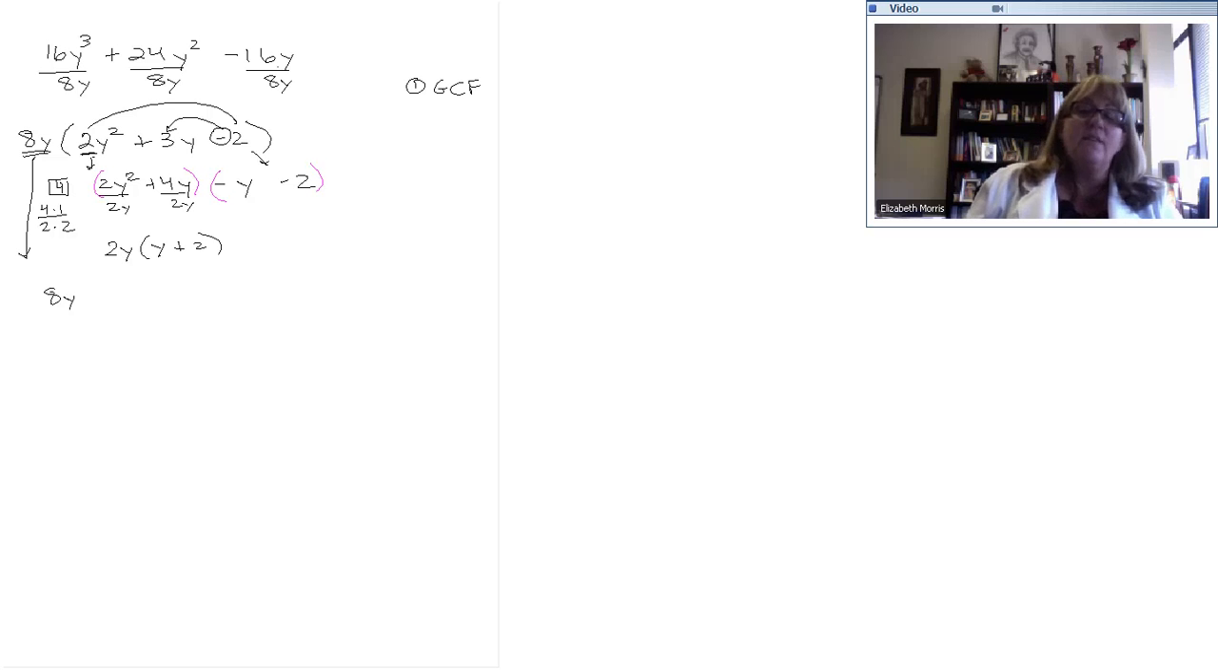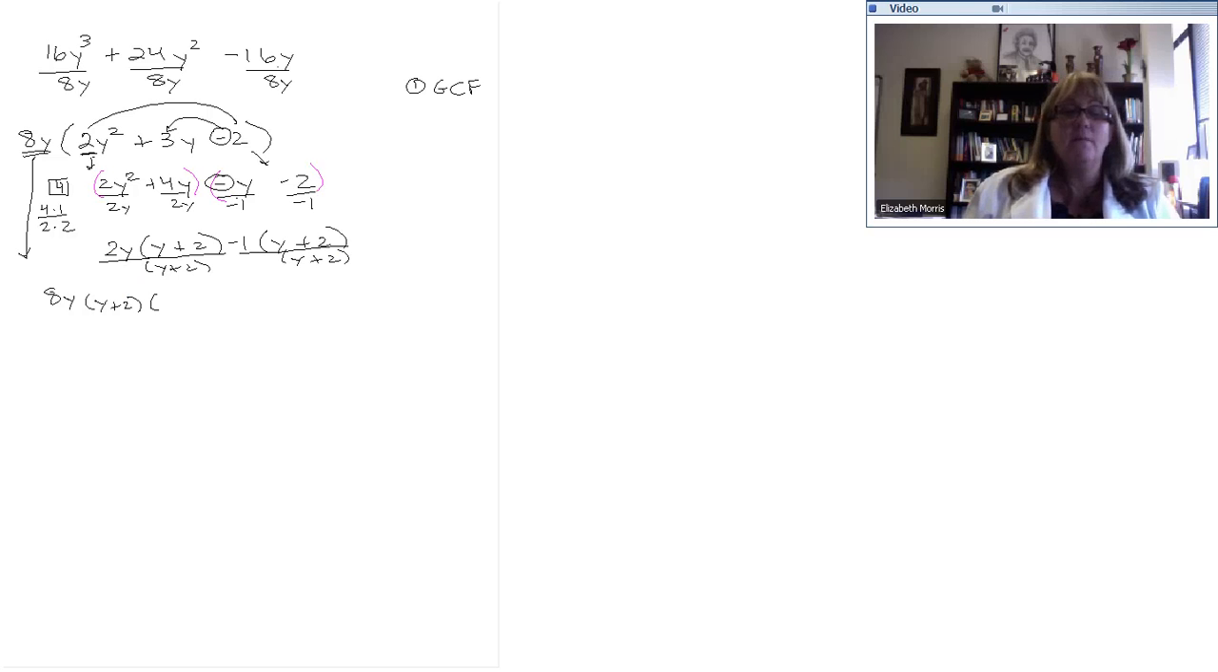Now, is there anything I can take out of a y and a 2? No, but when there's nothing you can take out, it's a 1. And what kind of 1 does it have to be? A negative 1. So if I divide this by negative 1 and that by negative 1, I get y plus 2. Now, what do they have in common? We can take out a y plus 2. And what are they left with? 2y minus 1. And there is your answer.